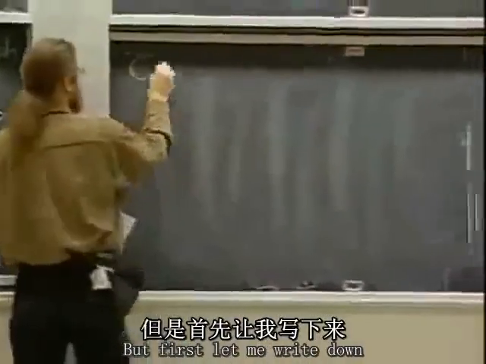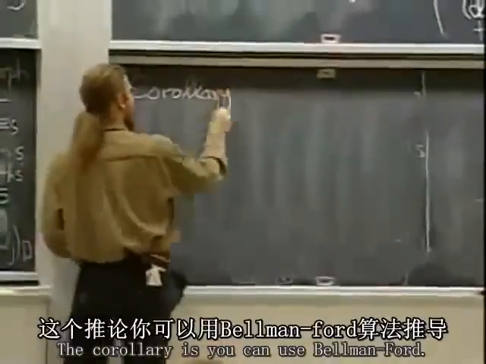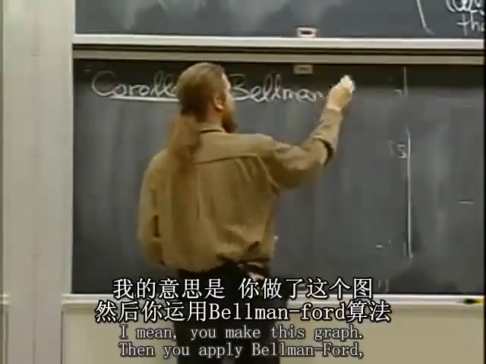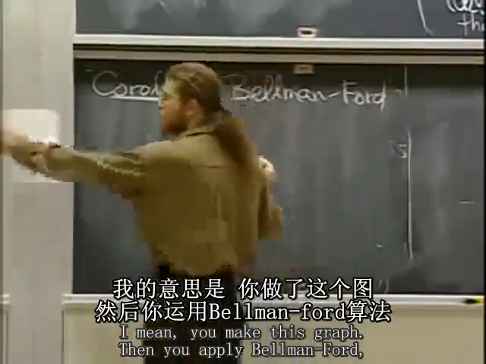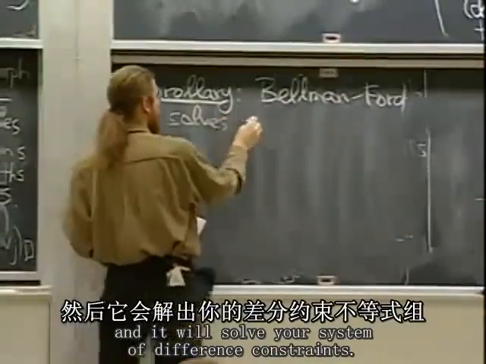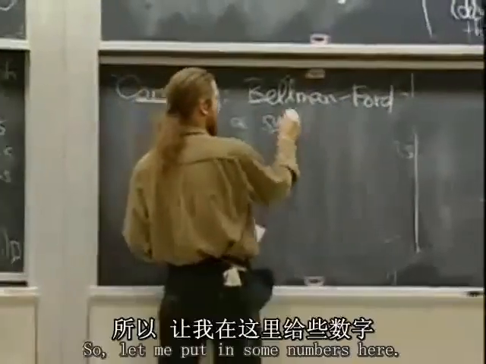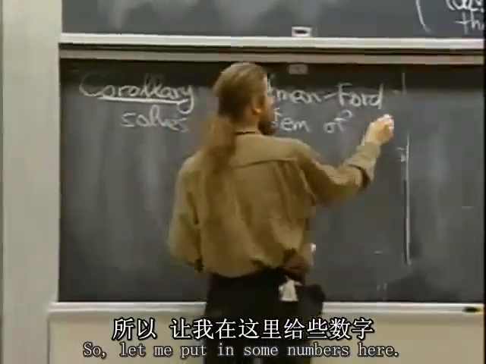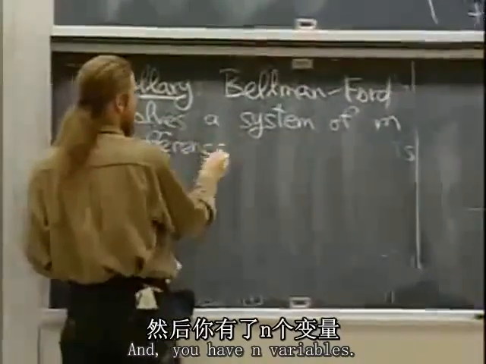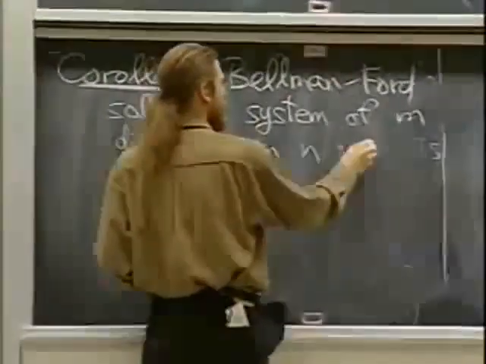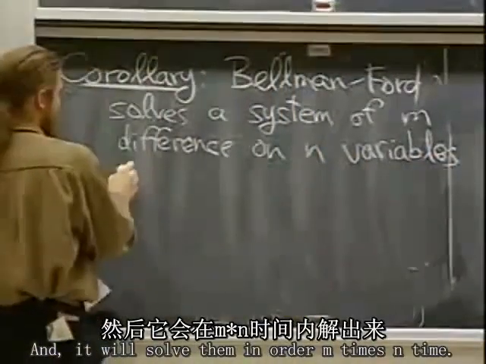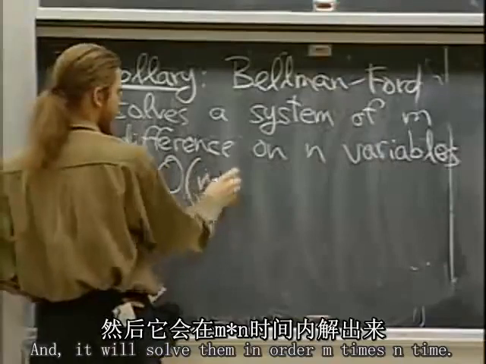But first let me write down what I've been jumping up and down about. The corollary is you can use Bellman-Ford: you make this graph, then you apply Bellman-Ford, and it will solve your system of difference constraints. So let me put in some numbers here. You have m difference constraints, and you have n variables. And it will solve them in order m times n time.